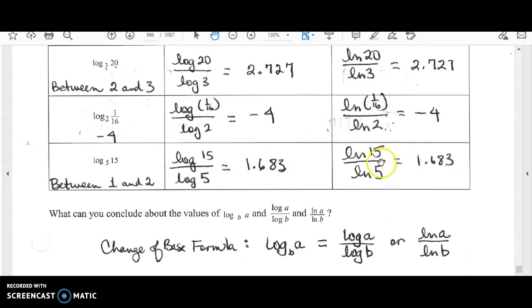So the moral of the story, if you didn't write it down, is that the change of base formula still works for natural log. And it actually works for any. That's why it's called the change of base formula. You can change to any base you want to. So go ahead and pause the video, write down anything you need to or anything you deem important. These are your notes. And write down your questions and bring your questions to class. I want to answer them.